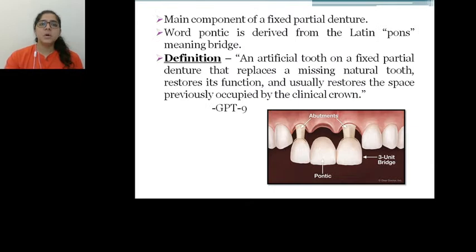A main component of a fixed partial denture is the pontic. The word pontic is derived from the Latin word pons, which means to bridge. So the pontic forms a bridge between the abutment teeth. Coming to the definition of a pontic: an artificial tooth on a fixed partial denture that replaces a missing natural tooth, restores its function, and usually restores the space previously occupied by the clinical crown.